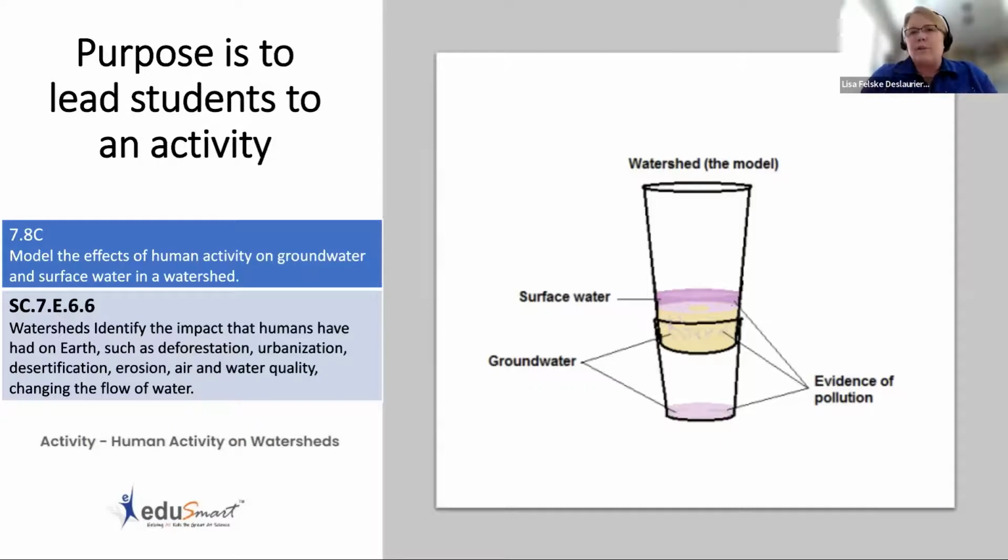And so that's the beauty of storylines and having kids see science rather than as a whole bunch of facts they have to learn, that they see science as a way to answer questions and to solve problems. So we're going to do one more.